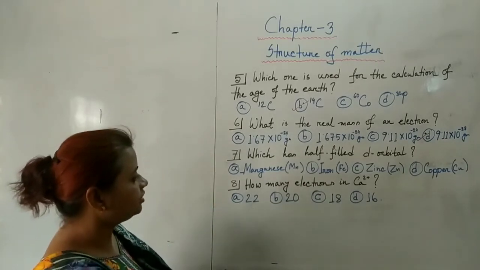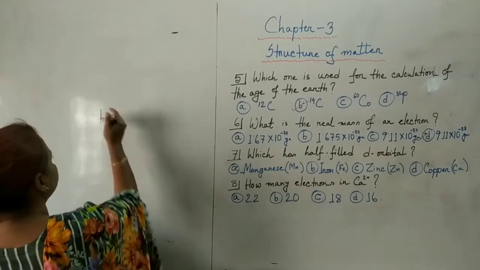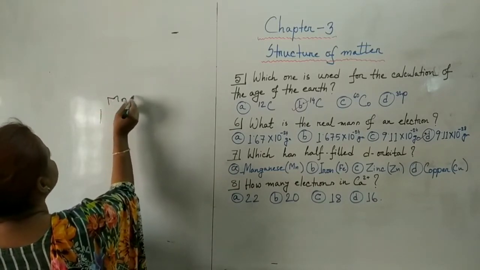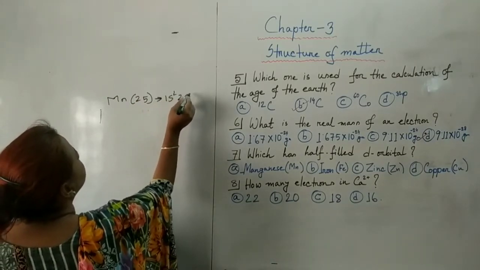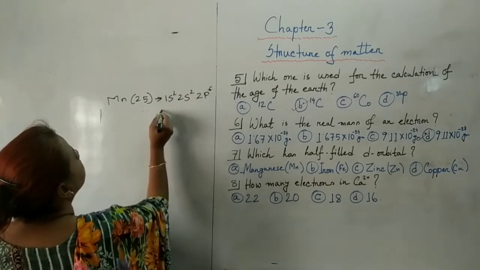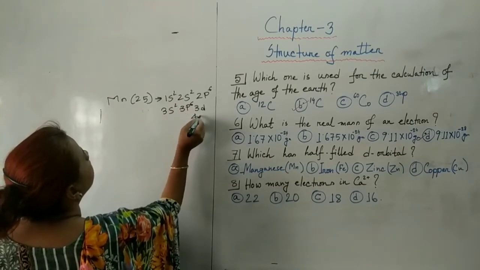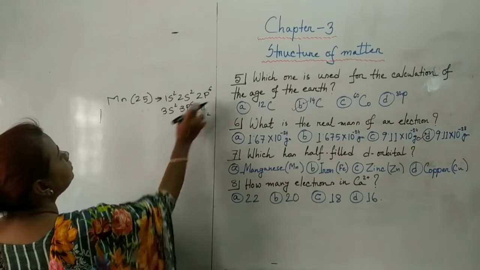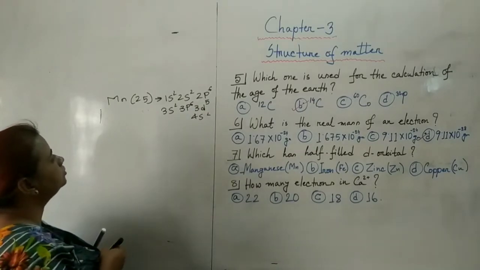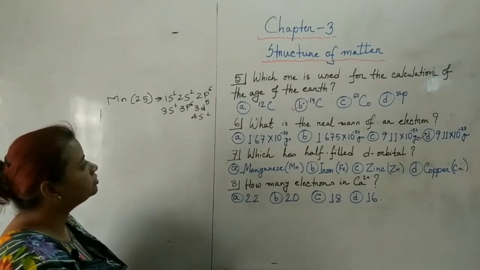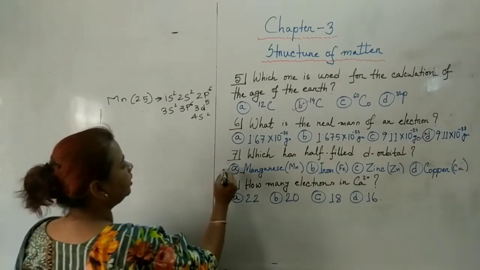In case of manganese, iron, zinc, copper, see manganese. The atomic number of manganese is 25. See, 2, 4, 10, 12, 18, 20. Therefore, 5 electrons are left. So, at the 3d orbital, 5 electrons will enter, so that the half-filled orbital is present in case of manganese.